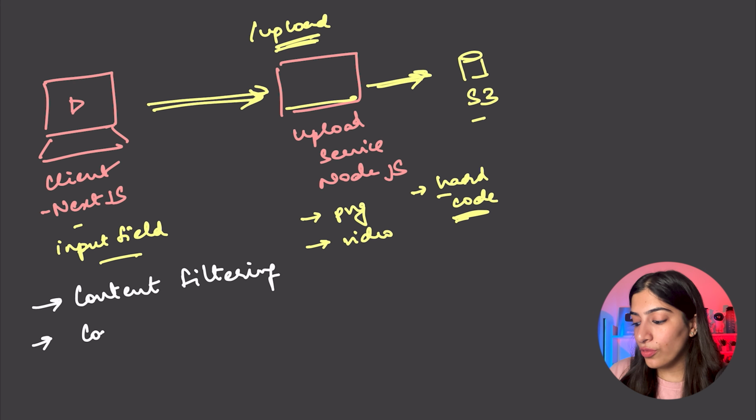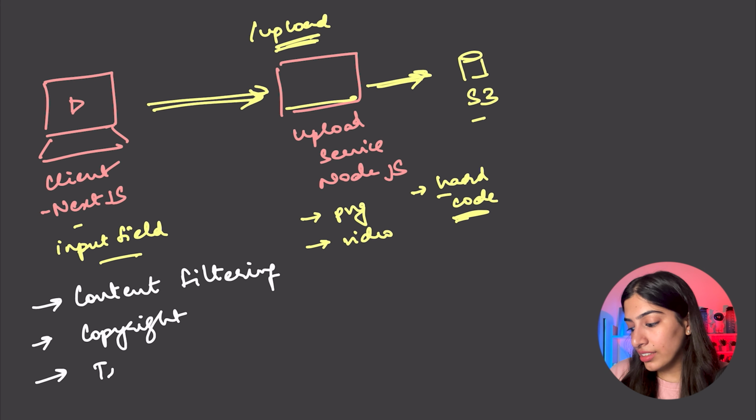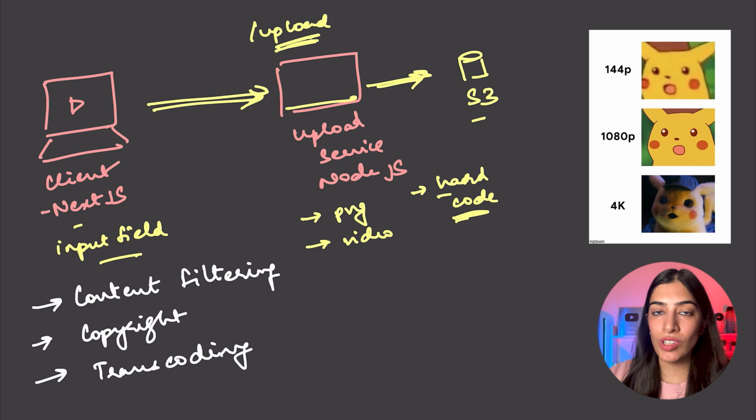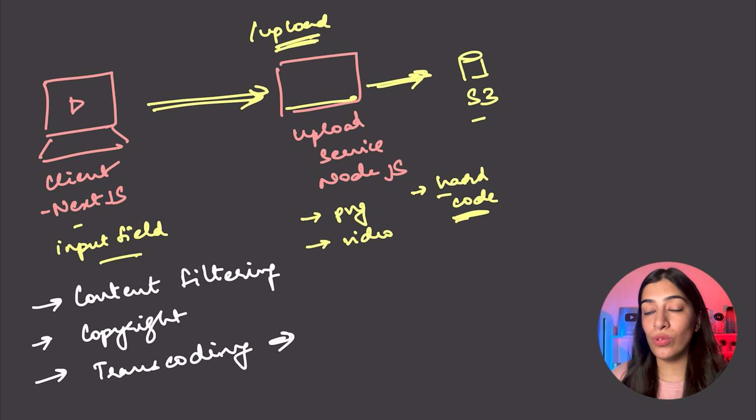Secondly, you need to take care of copyright issues, so you need to do all the checks. The third thing that you need to do is transcoding. While playing YouTube videos, you must have noticed there are different resolutions: 1080p, 720p, 480p. So while uploading itself, we have to transcode the video into different formats and keep it. Because there are multiple things that need to be done while uploading itself, we need a pub sub.